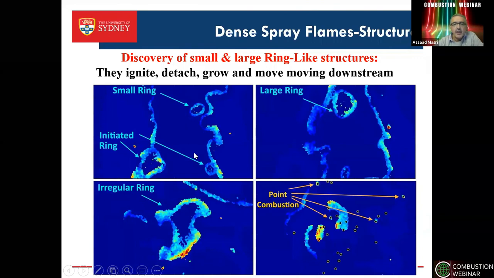In burning, you can see that some of these rings are housing more than one droplet, and here there is a large number of droplets. You can also see instances where there is point combustion, so you see a ring forming around a single droplet. And statistically, you can look at how many of these rings form over a period of time, and we have counted these.